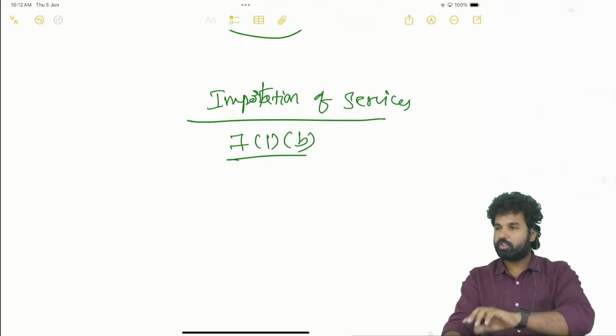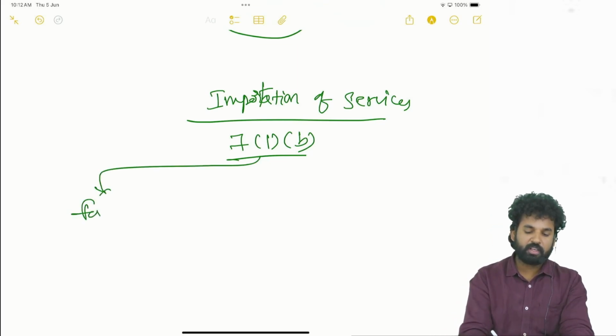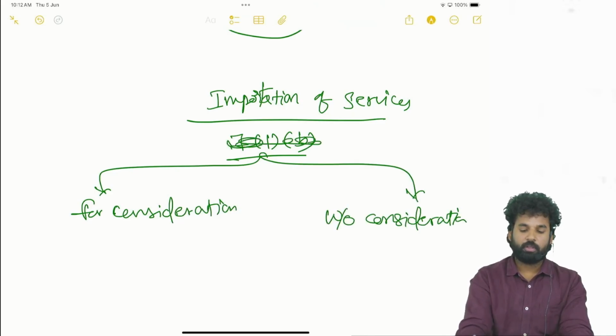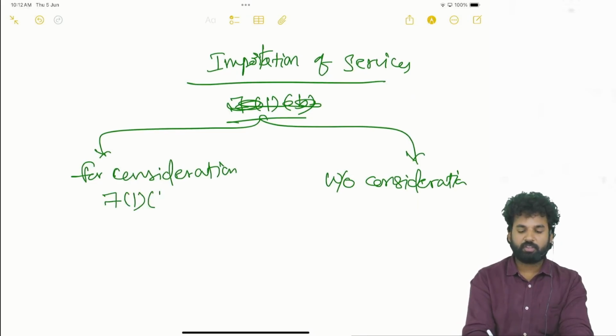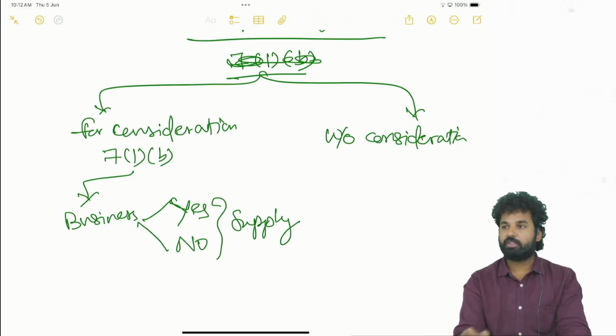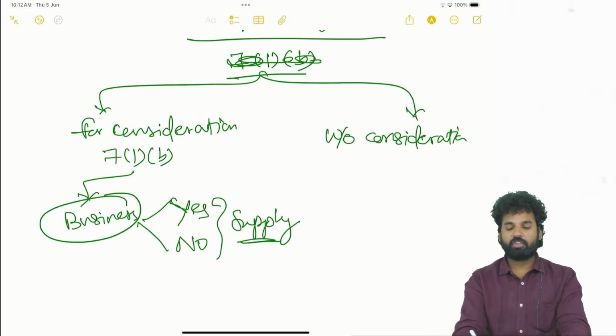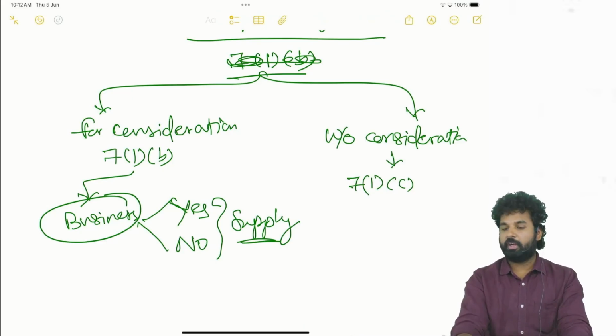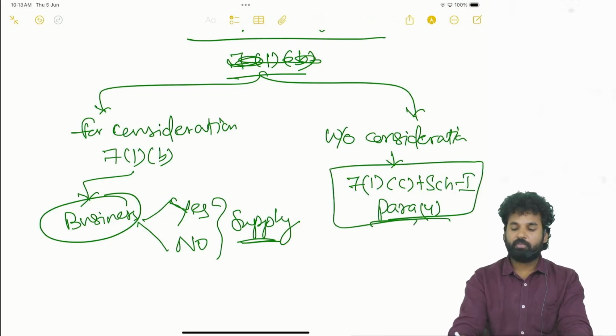Under section 7 subsection 1 clause B, importation of services for consideration, without consideration. If it is for consideration, section 7 subsection 1 clause B will come. Whether business is there, yes or no, both the cases it will be supply. Got it? Importation of services for consideration, whether there is a business or not, both the cases it is a supply. If it is made without consideration, what will be attracted? Section 7 subsection 1 clause C will be attracted plus schedule 1, para 4.